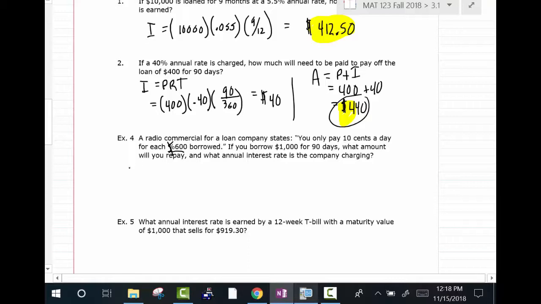So what we're going to do on this then, it says that you're borrowing 1,000 for 90 days, and we're going to go ahead and just look at the same formula, interest equals PRT. We'll need to do that.